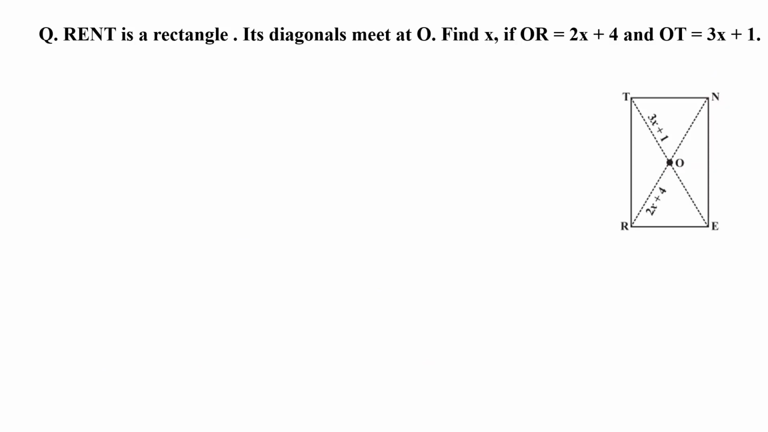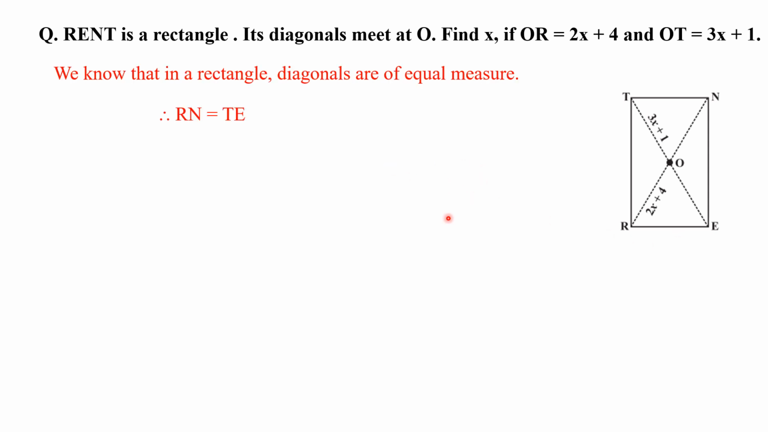Now this is one question where RENT is a rectangle. If you see this figure, RENT is a rectangle. Its diagonals meet at point O. You have to find the value of x if OR is 2x plus 4 and OT is 3x plus 1. So here the diagonal measure is given and we know that in a rectangle diagonals are of equal measure. So I can say that RN will be equal to TE. Why? Because in a rectangle diagonals are of equal measure.